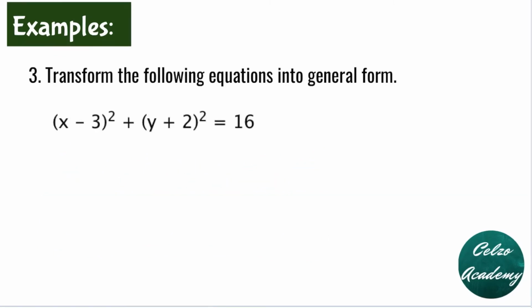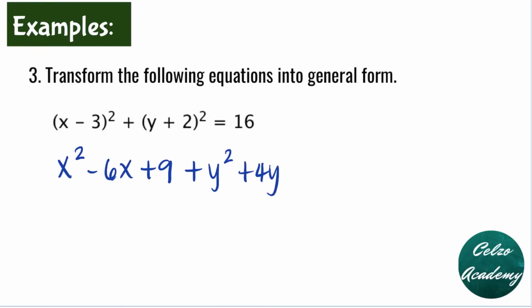Question number 3. (x - 3)² + (y + 2)² = 16. Let's begin simplifying (x - 3)². Square the first term, we have x². Multiply x and negative 3 and then double, that's minus 6x. Negative 3 squared, that's plus 9. Now let's simplify (y + 2)². Square the first term, y². Multiply y and 2 and then double, that's 4y. Square the second term, we have plus 4. And we move 16 to the left, that becomes minus 16 is equal to 0.